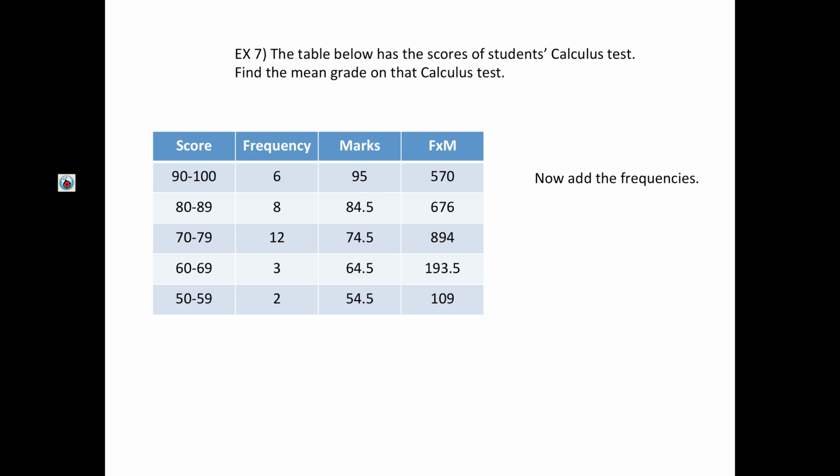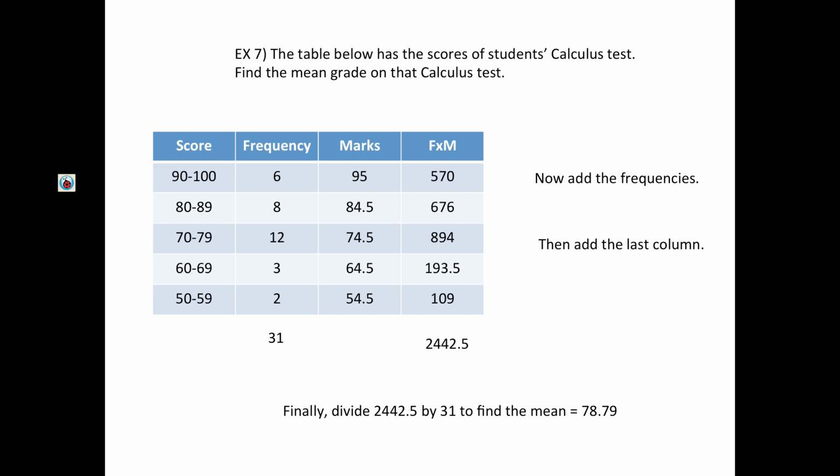So we need to also add up the frequencies to figure out how many people were in the class. So there's 31 people in the class. Add the last column. On this test, all 31 people in total got 2,442.5 points. Well, if you divide those by 31 people, then that will give you the average per person. So the average is 78.79. And this is called a weighted mean because these are weights. So this weighs more than this. And so when you have 6 people doing this, it's going to be worth more than 6 people doing this.